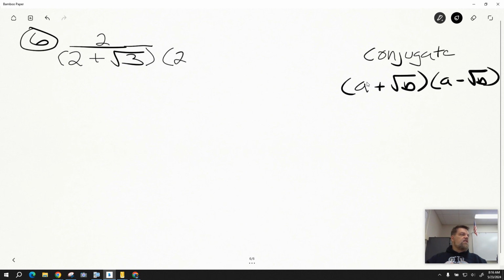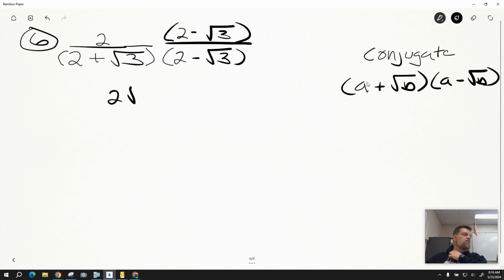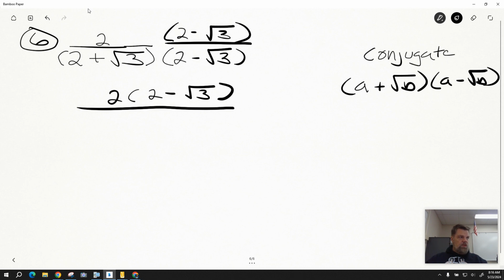So in this case, I'm going to say 2 minus the square root of 3. And whatever I do on the bottom, I also have to do to the top. So on the top of this, I'm just going to have 2 times the quantity 2 minus the square root of 3. We'll distribute that 2 through in a second. But remember the reason we multiply by the conjugate.